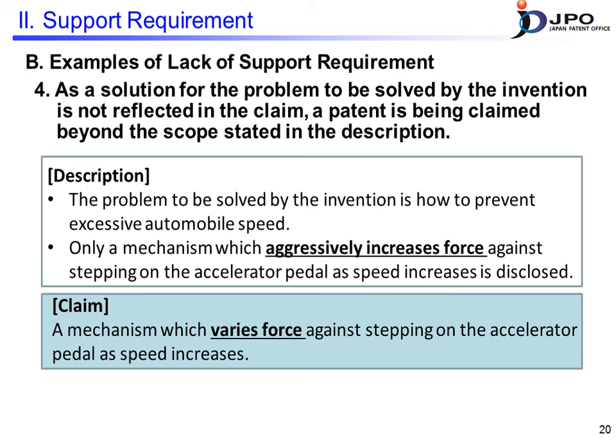Let's look at the fourth example. This example is a case where the patent is claimed beyond the scope stated in the description, because a solution for the problem to be solved by the invention is not reflected in the claim. In this case, the claim is not supported by the description. In this example, the description states that the problem to be solved by the invention is to prevent excessive automobile speed.